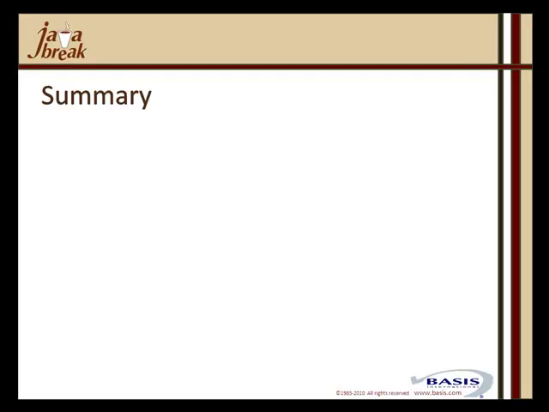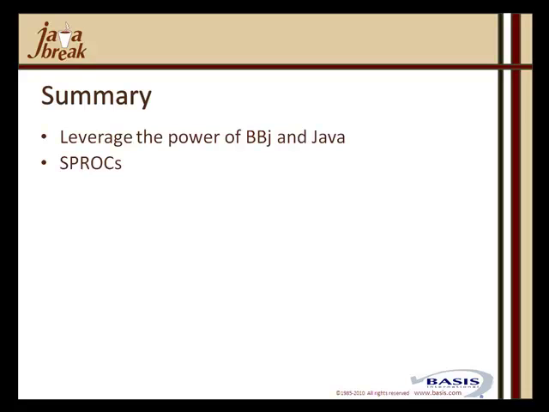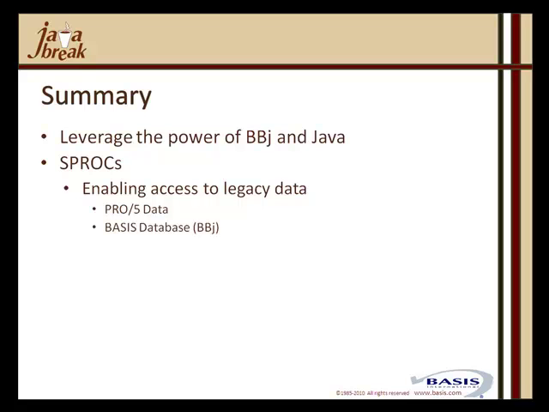So in summary, what have we seen today? We've seen how we can leverage the power of BBJ and Java. By utilizing BBJ's stored procedure functionality, we can enable access to legacy data in the fastest way possible. That could be Pro 5 data. It could be data in the BASIS database, controlled by BBJ services.